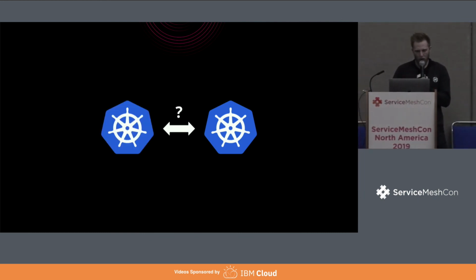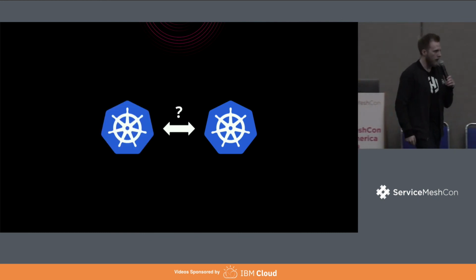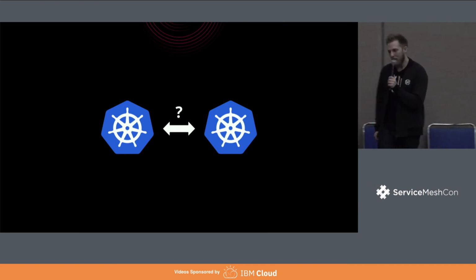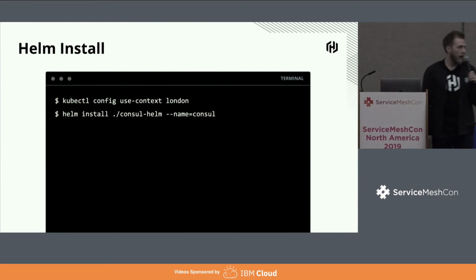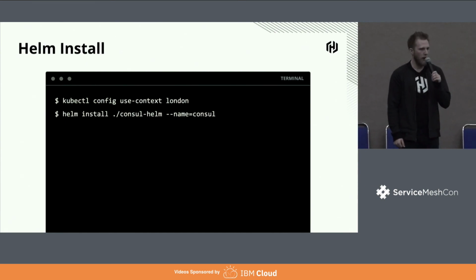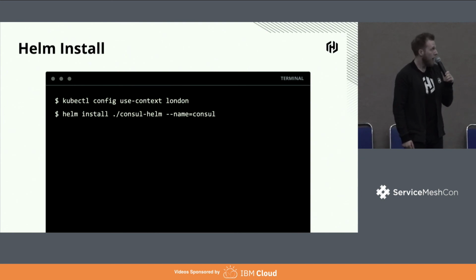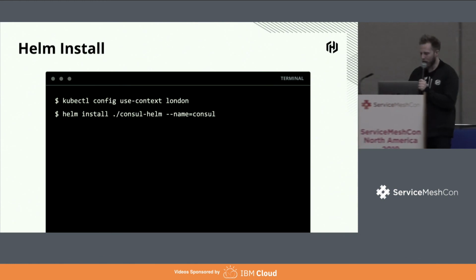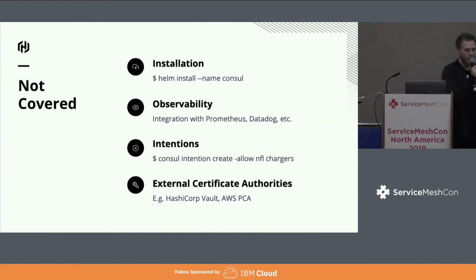Okay, but what about Kubernetes to Kubernetes? Well, unfortunately, I don't have time to show you that because we're about to have lunch. But suffice to say, it's as simple as switching your kube config to your second context. For instance, if you were migrating the charger service to London, you run helm install, and you get up and running in Kubernetes.